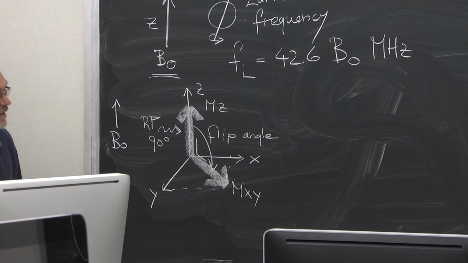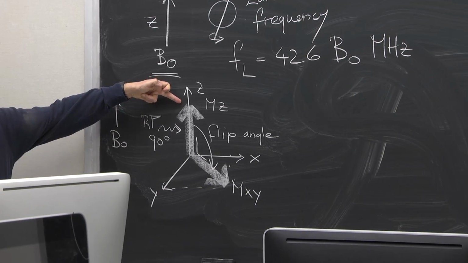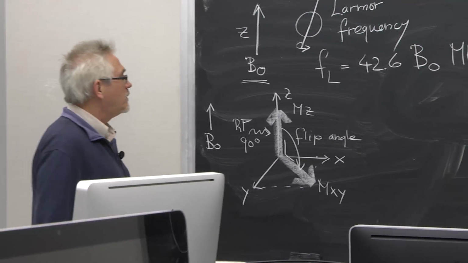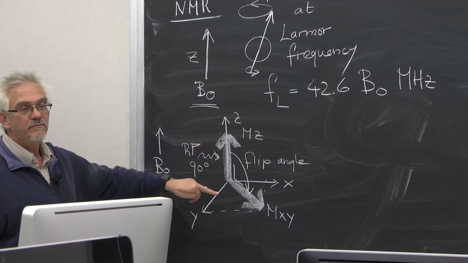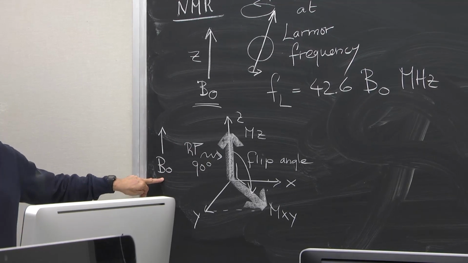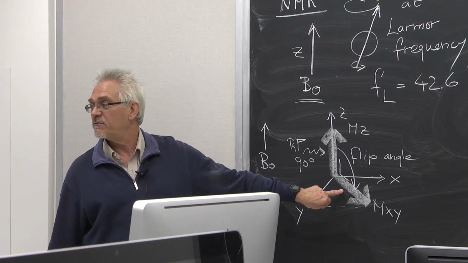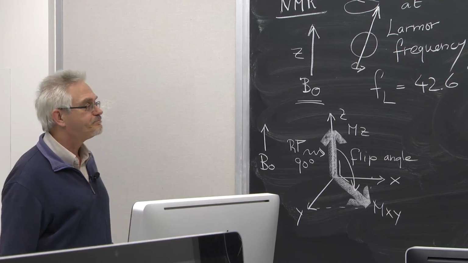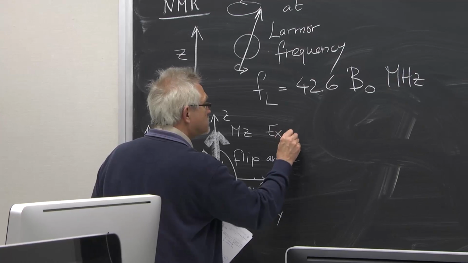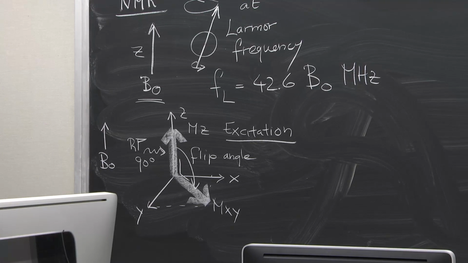And so what you see is that you get a net effect of magnetization going from the Z direction into the XY direction. And that's important. Why is that important? It's important because this component you cannot measure. It is so small relative to this strong magnetic field that you cannot measure it. But this one is perpendicular to that strong magnetic field, and that's the one you can measure. Now this process is called the excitation, caused by the RF pulse.